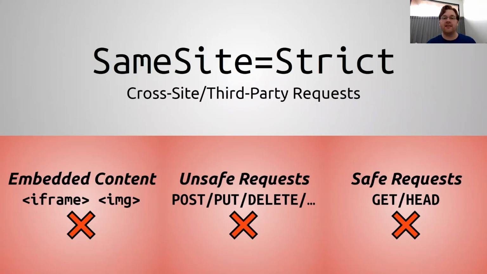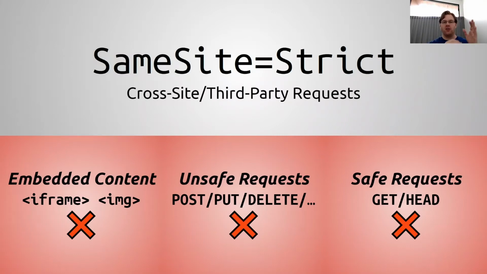It also blocks unsafe requests, so say PUT requests, POST requests, DELETE requests, because they modify things and they have actions. And that's why they're considered unsafe, is because they perform an action, they perform some behavior. But strict will also block safe requests, so GET requests, HEAD requests. It just blocks cookies across all third-party requests or cross-site requests, which makes it the most secure option and a great option if you want to lock things down. But from a usability point of view, it has a big problem.